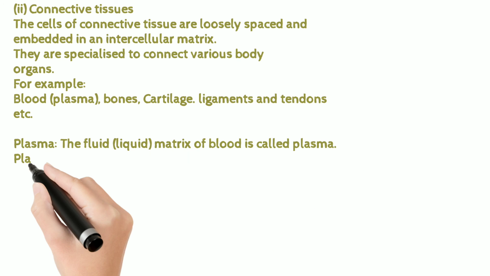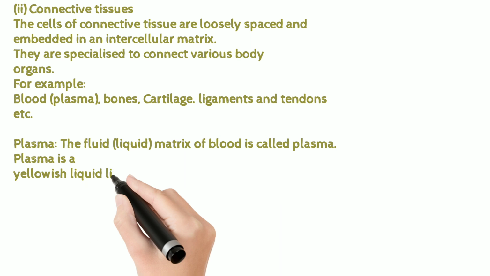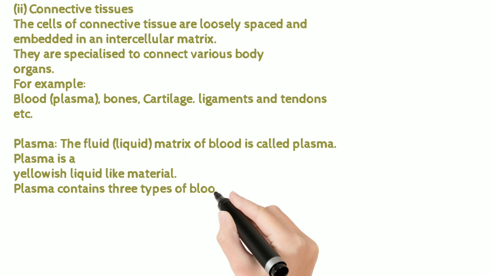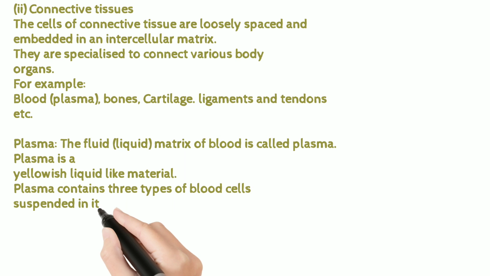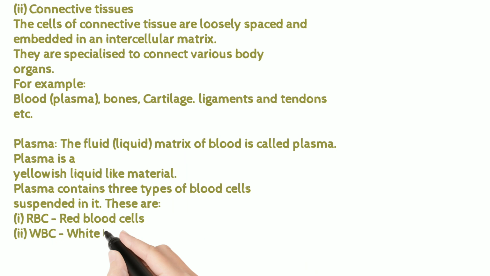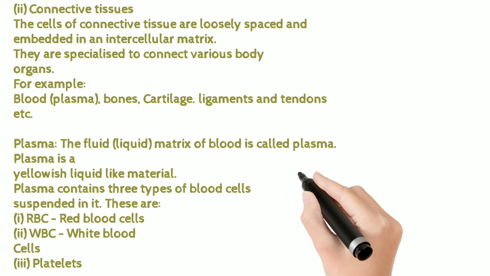Plasma is a yellowish liquid-like material. Plasma contains three types of blood cells suspended in it. These are RBC, red blood cells, WBC, white blood cells, and platelets.